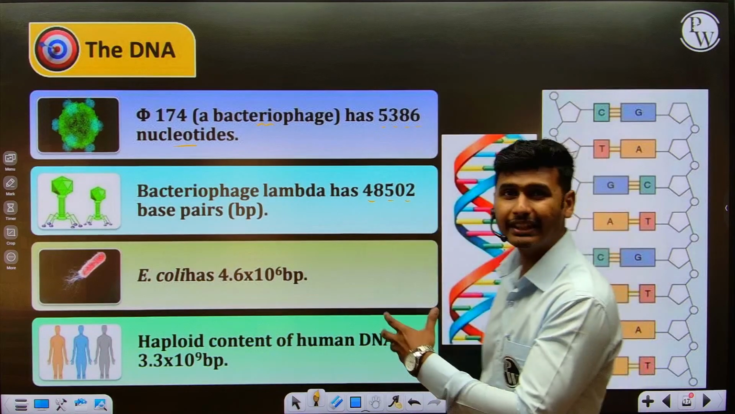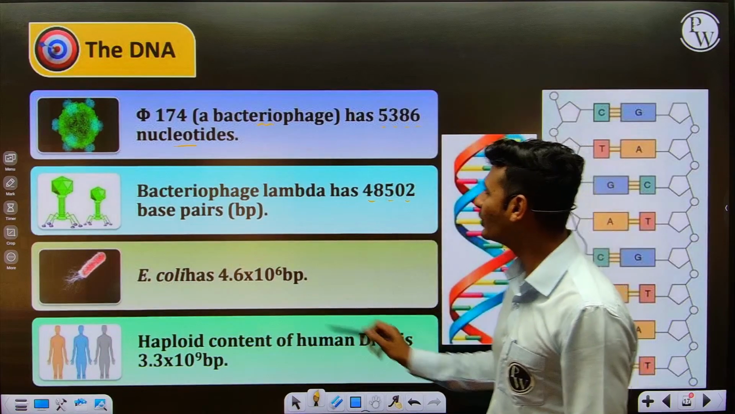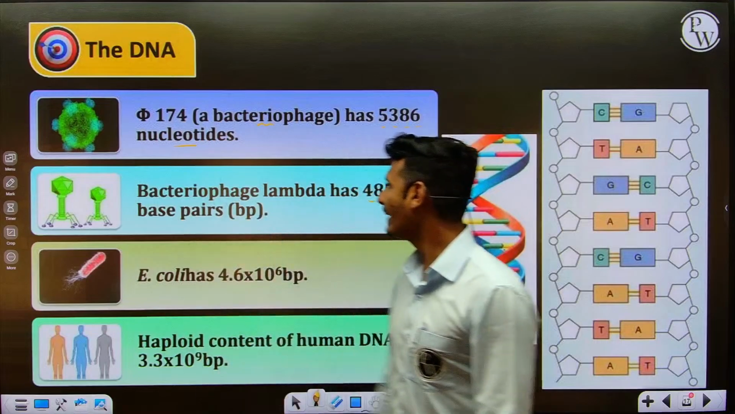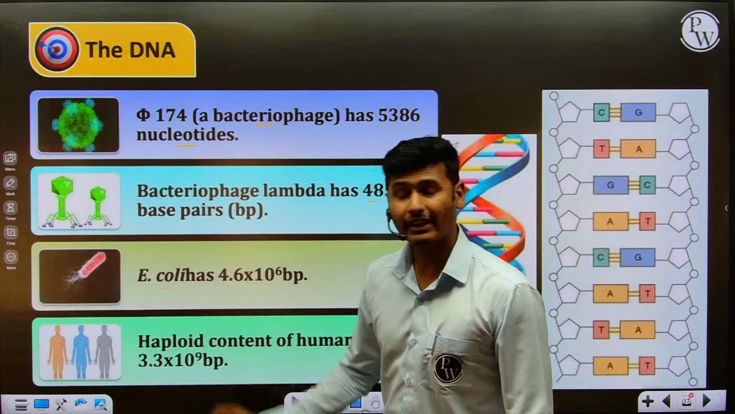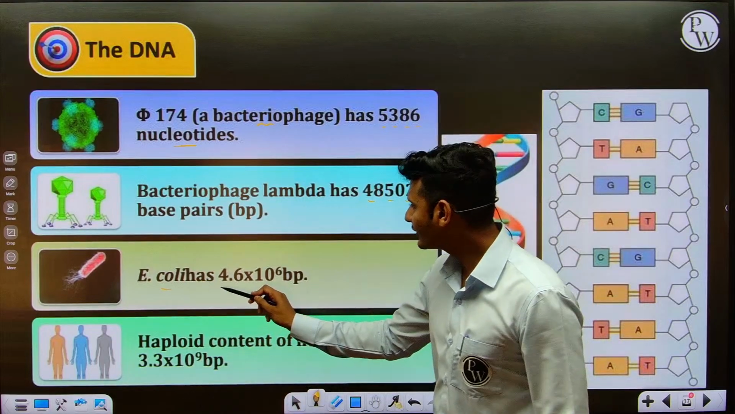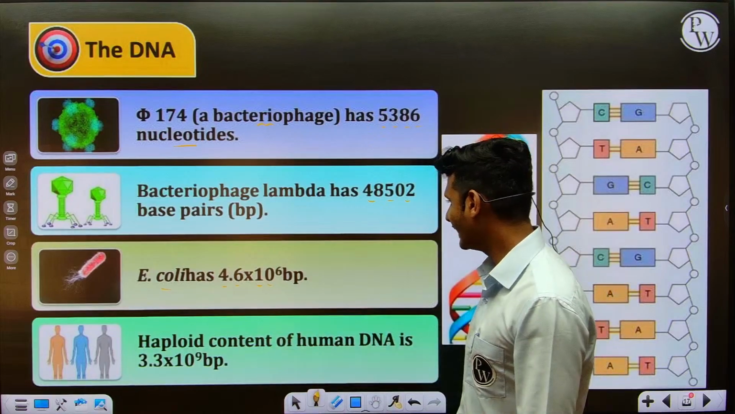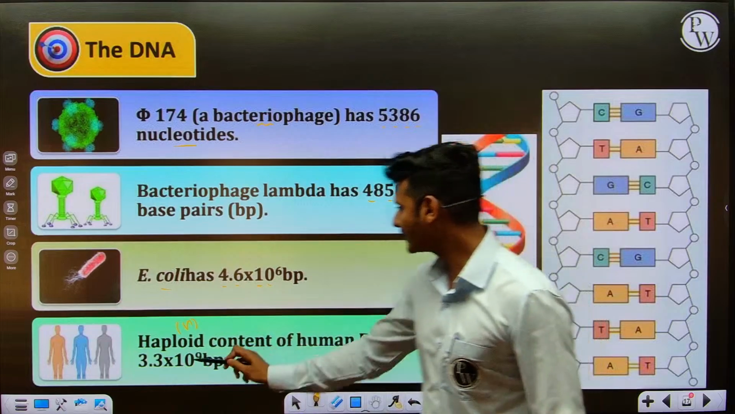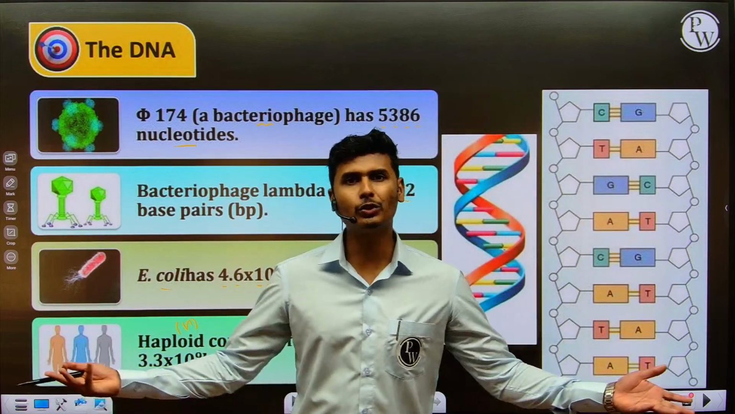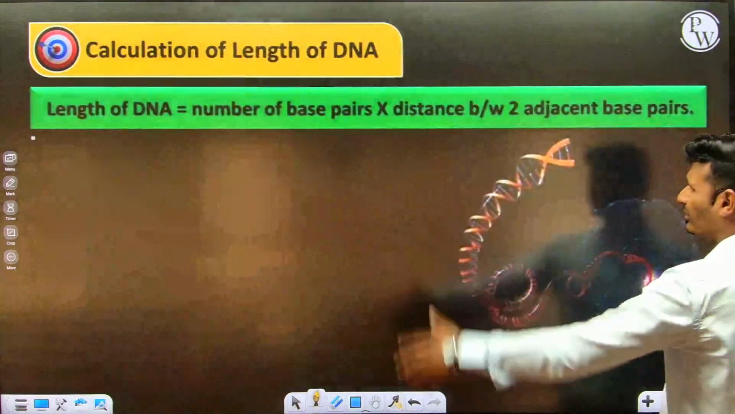48,502 base pair in case of bacteriophage lambda. E. coli is not a virus, it is a bacterium. It has 4.6 into 10 raised to the power 6 base pair. And haploid content, haploid means N. Haploid content of human DNA is 3.3 into 10 raised to the power 9, and 2n is equal to 6.6 into 10 raised to the power 9. This is the data, we have to remember this data.